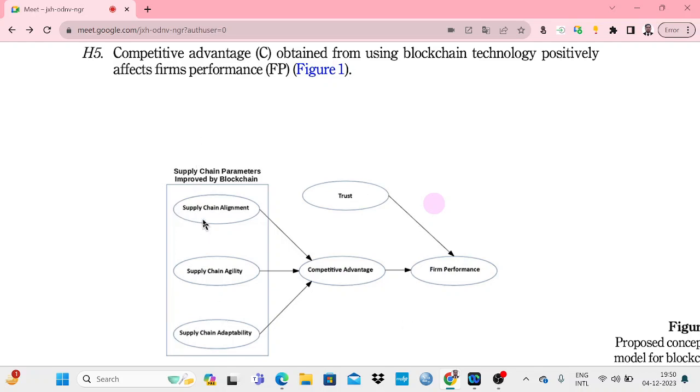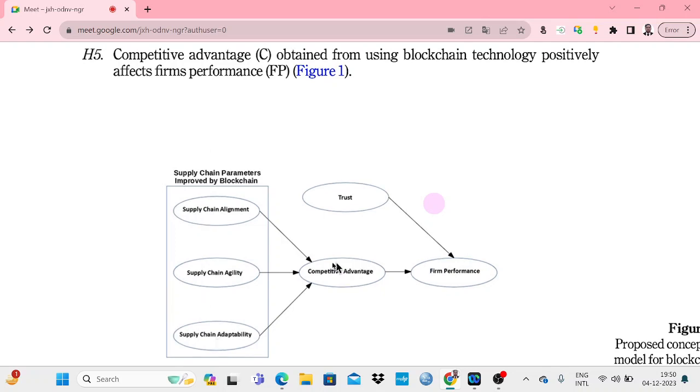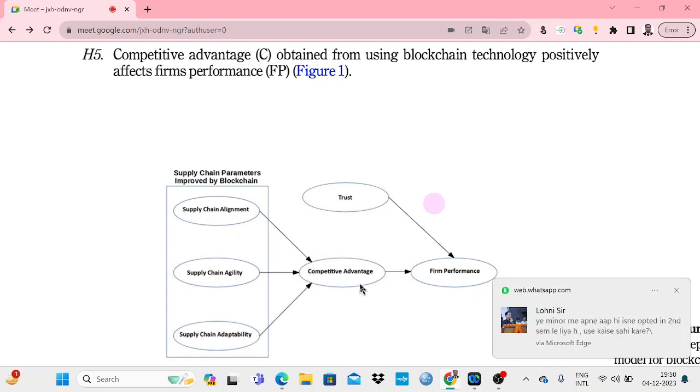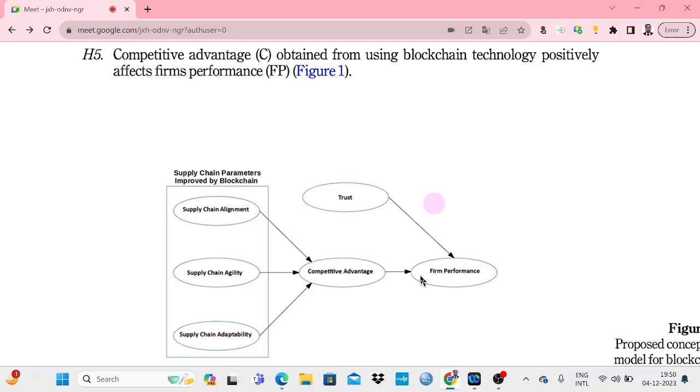We have said that supply chain alignment, agility, and adaptability affect competitive advantage. So this is the dependent variable for all these three variables. And then competitive advantage affects firm performance. That means now competitive advantage becomes independent and firm performance becomes the dependent. This is another independent variable which is not related to any of this. It is directly affecting firm performance. And if we see this model, we see that competitive advantage is in the middle, so that means this is also acting as a mediator. These are the independent, this is the dependent, and this is also a mediator variable.